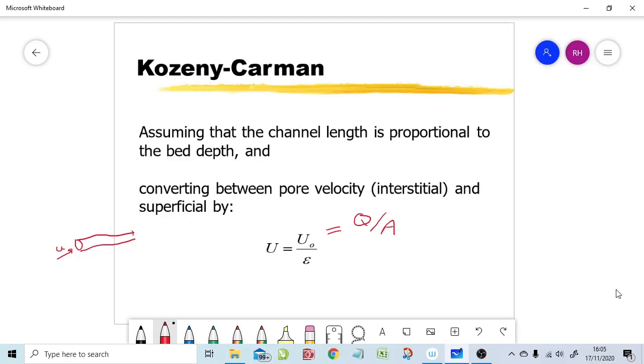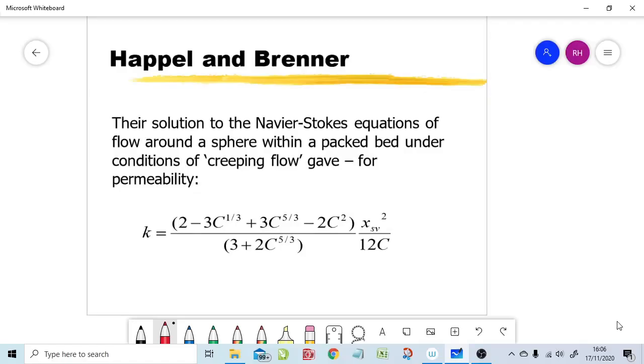So in the derivation, the interstitial velocity is used, but the interstitial velocity is simply equal to the superficial velocity divided by the voidage. We know it's going to be a much faster velocity than the superficial velocity, and the voidage is always fractional. Okay, at the limit, of course, U would be equal to U0 when the porosity or voidage is equal to 1. So the Kozeny-Carman equation essentially comes from Hagen-Poiseuille with those substitutions made to it.